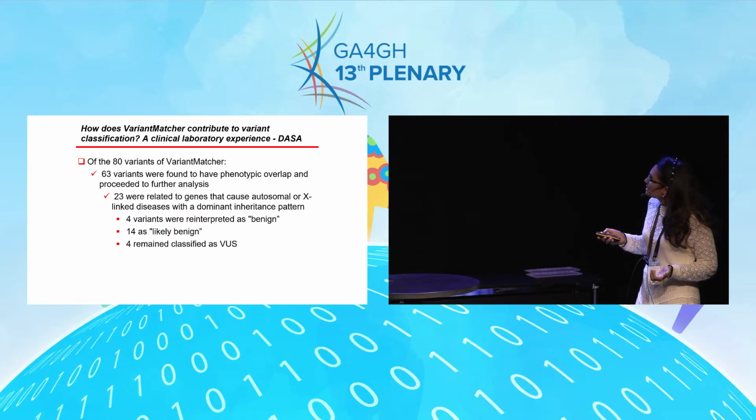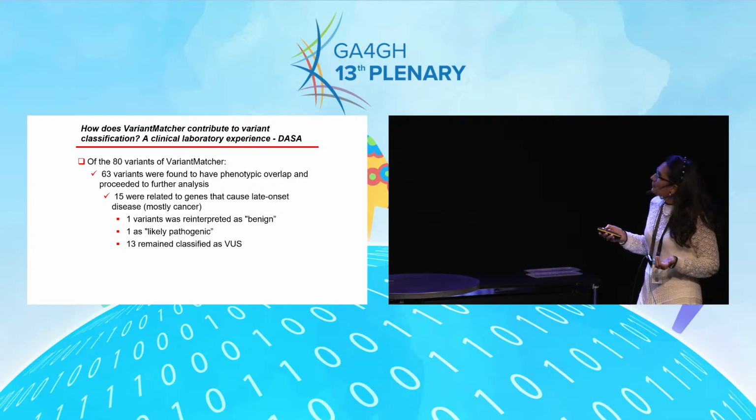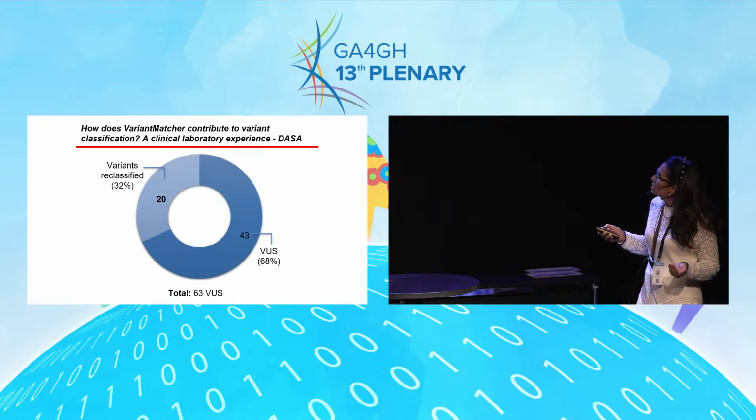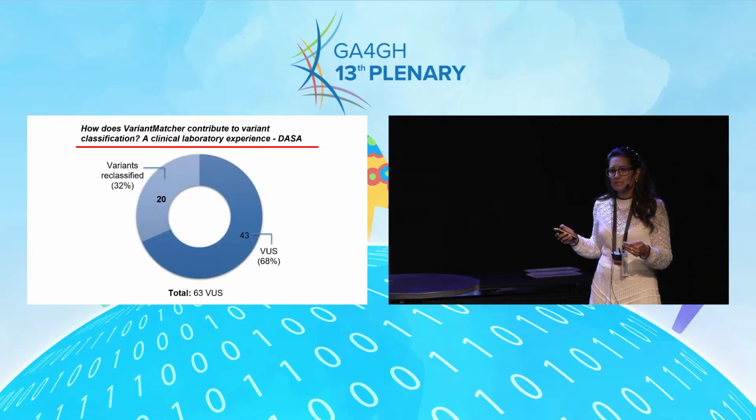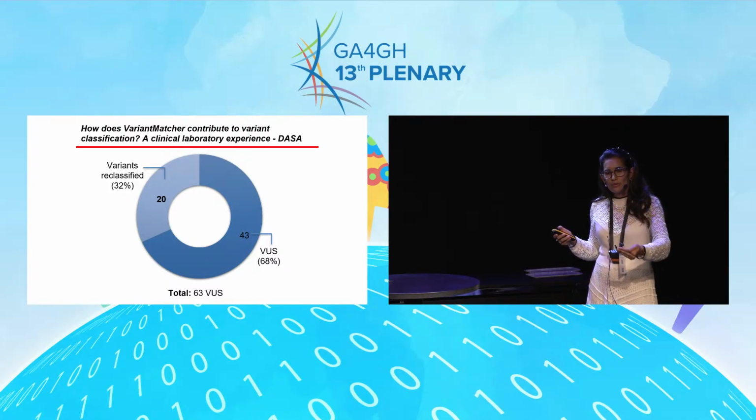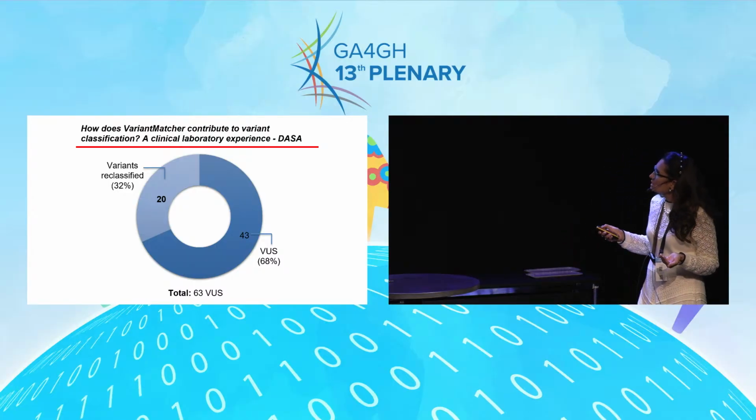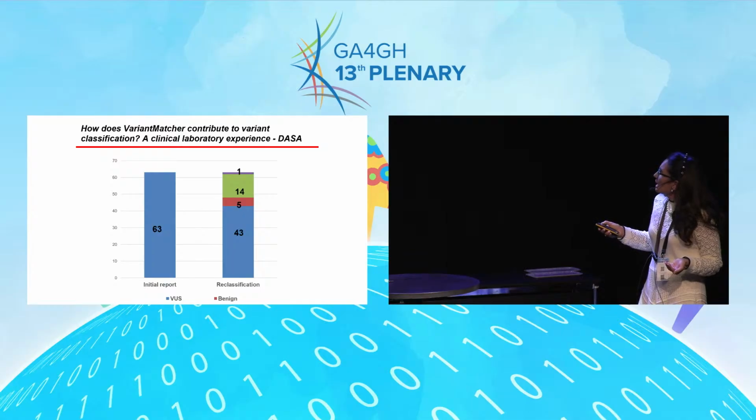I'm going to go fast here, but basically, we used the variants of uncertain significance that we identified in a lab in Brazil called DASA to see what we would find if we shared that data through Variant Matcher and how that would improve classification. From 63 variants of uncertain significance that we followed up in Variant Matcher, we were able to reclassify 32% of them to likely benign or benign. Most of them were likely benign or benign, and we had one that was actually pathogenic.